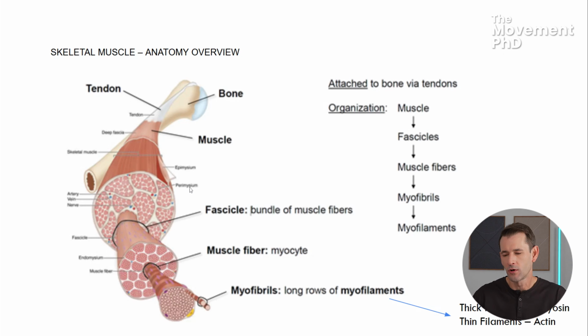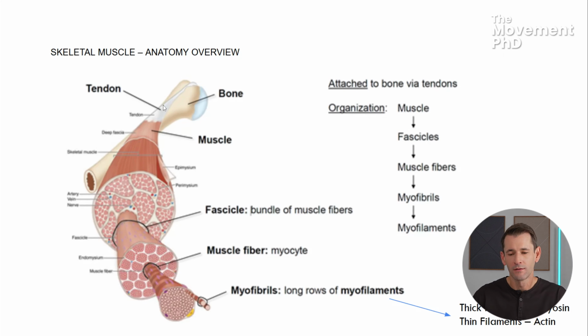Muscle itself is organized into different layers, and there's some connective tissue between those. First, we have the whole muscle itself. The next layer down is a fascicle, a muscle fascicle. That's a bundle of muscle fibers. Those muscle fibers represent the cells of muscle. That's where the cell of the skeletal muscle is. Those muscle fibers are themselves composed of myofibrils, which are long rows of myofilaments. Those filaments are myosin, your thick filaments, and actin, your thin filaments.